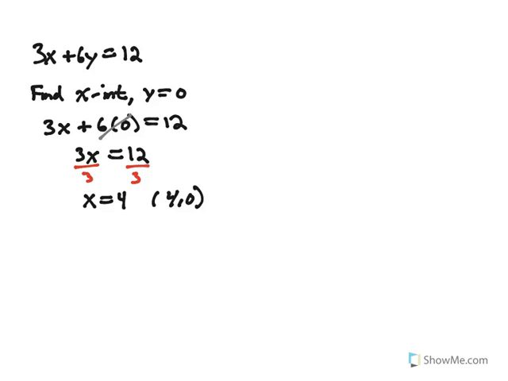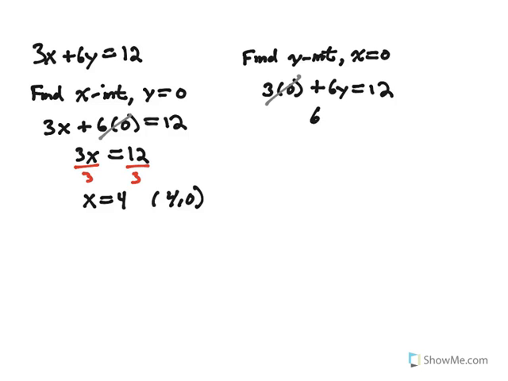Same thing here. If you want to find the y-intercept, then you need to set x to 0, or replace x with 0, and then go ahead and do that. So 3 times 0 plus 6y equals 12. This will cancel, and then you're just left with 6y equals 12. Divide both sides by 6, and you're going to get y equals 2. So your coordinate is 0, 2.